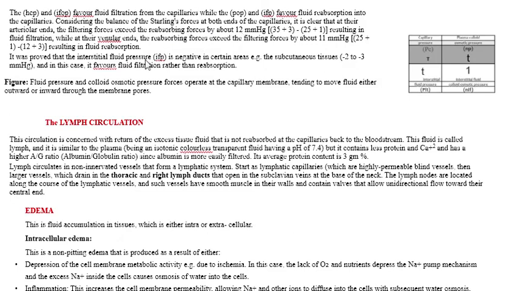You can read these: the difference between the interstitial pressure and the intracapillary pressure, in millimeters of mercury. It was proved that the interstitial fluid pressure, IFP, is negative in certain areas, for example subcutaneous tissue. So this favors fluid filtration rather than reabsorption. This is a figure that gives you an idea. We are talking now about the lymph circulation, which is present due to excess tissue fluid.